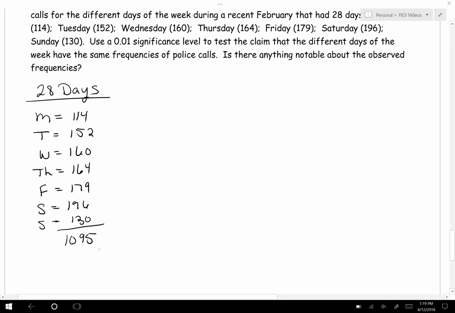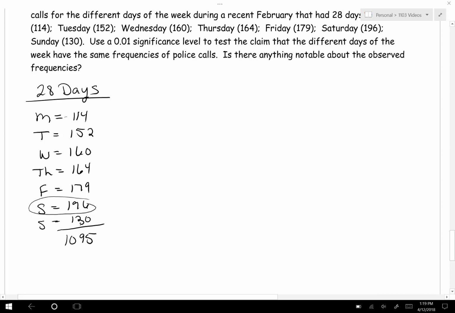So one thing that we might observe right away is that there's a slightly higher number of calls coming in on Saturday. And Monday's the fewest, right? On Monday there's only 114, and they gradually increase until Saturday, and then they start dropping back off.